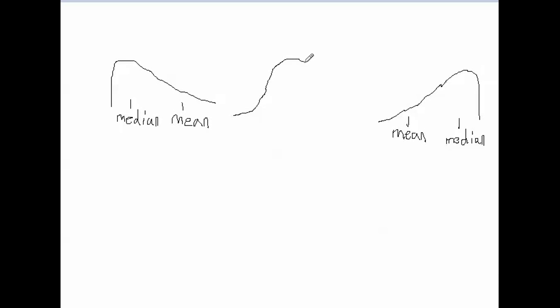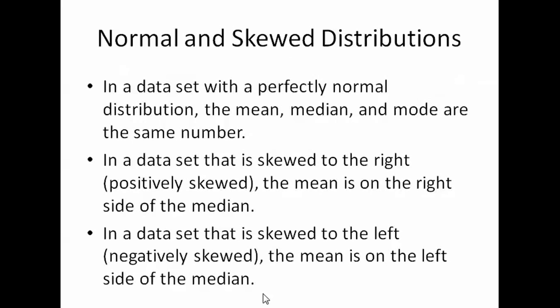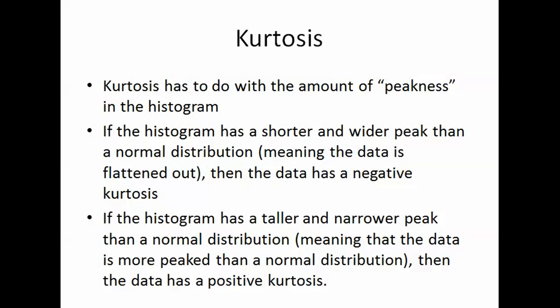If the column of data follows a normal distribution, then the mean and median are both the same number. Actually, if the data follows a normal distribution, the mean, median, and mode are all the same number. We talked about kurtosis, which involves the amount of peakedness in the histogram. If the histogram has a shorter and wider peak than a normal distribution, meaning if the shape is flatter than a normal distribution, then that column of data has a negative kurtosis. If the column of data has a taller and narrower peak than a normal distribution, then that column of data has a positive kurtosis.